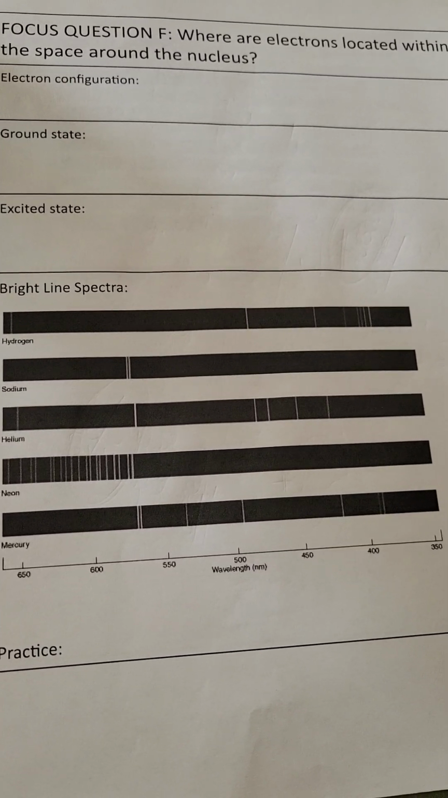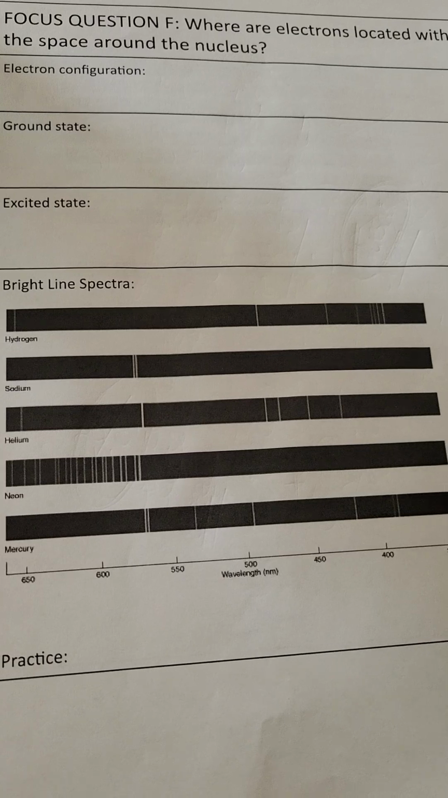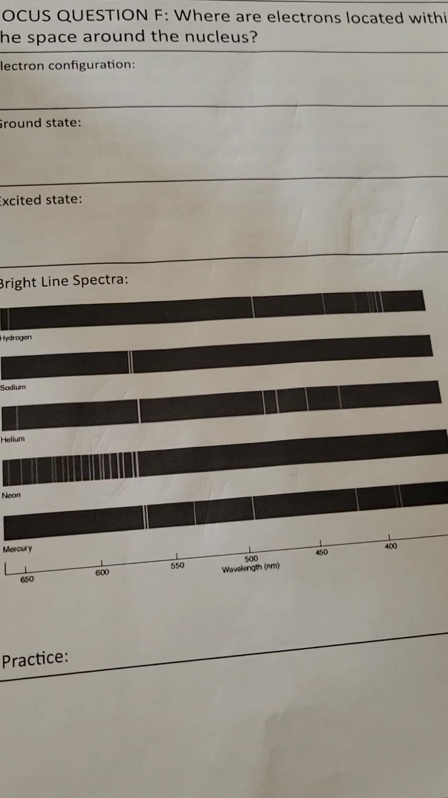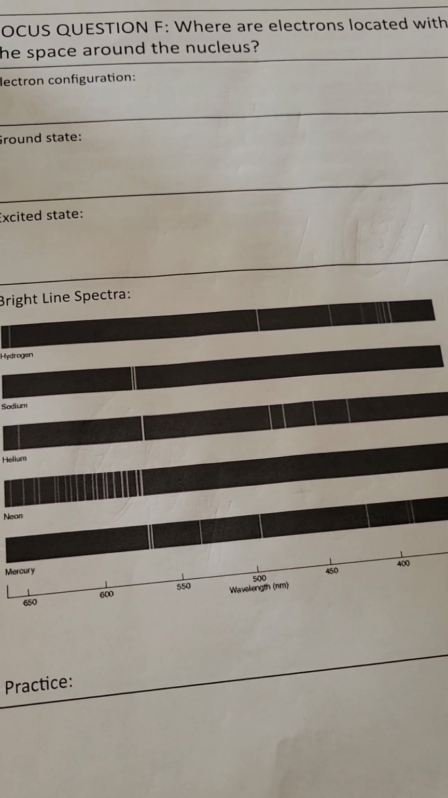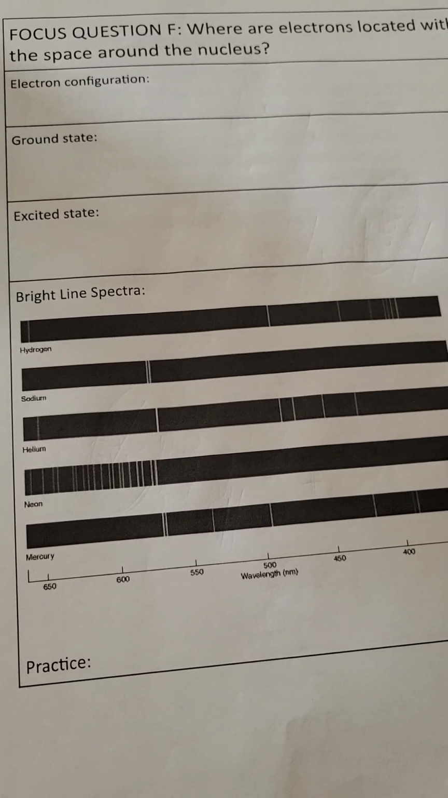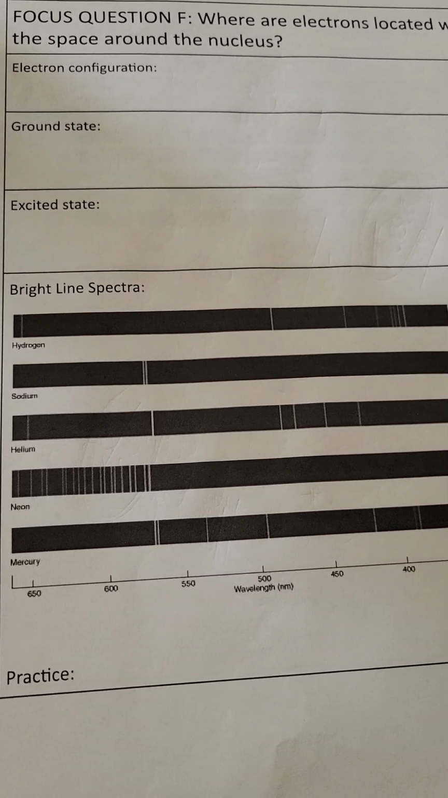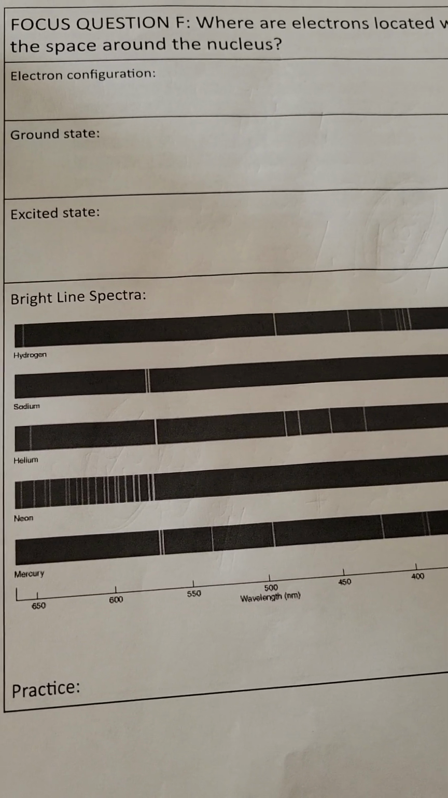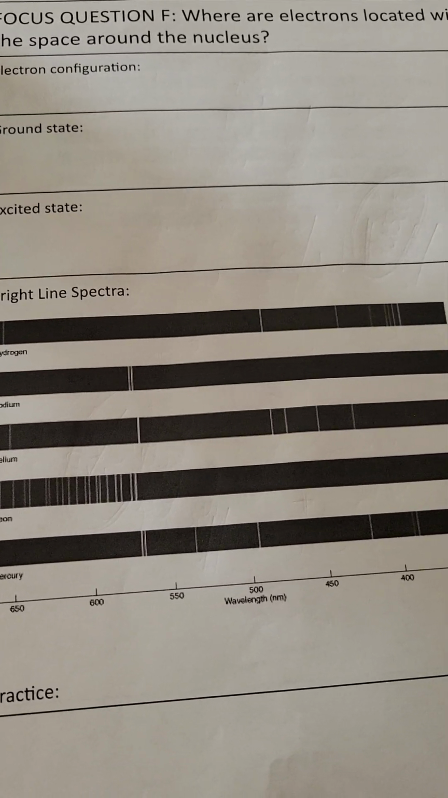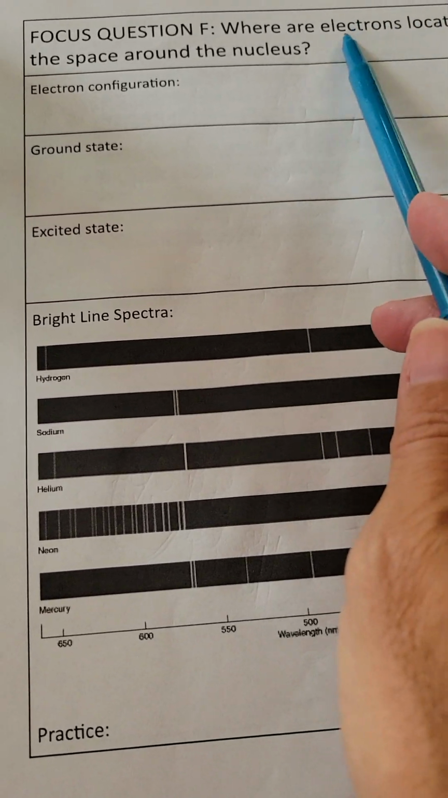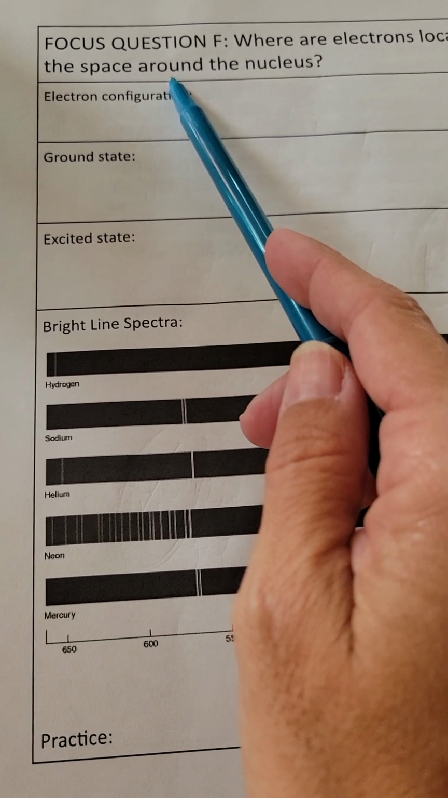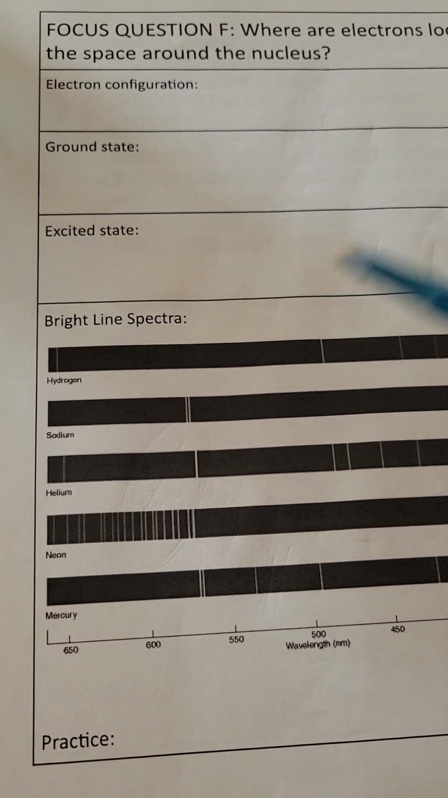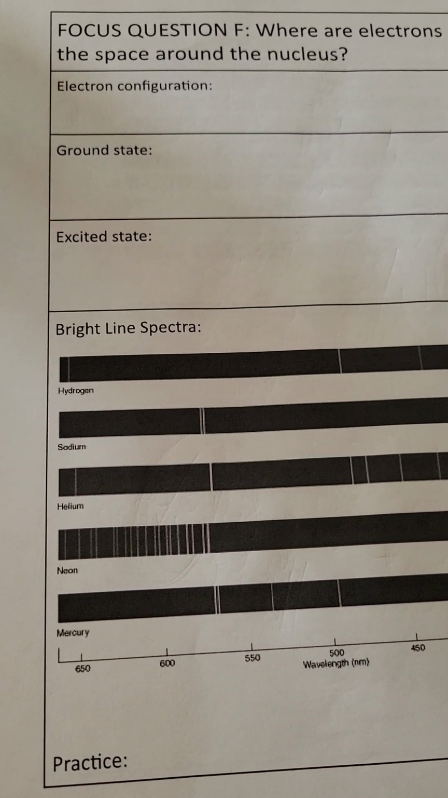Hello. So today we are going to do focus question F, which is the last main focus question that you have. We talked about previously how protons and neutrons are in the nucleus and electrons are in the space around the nucleus. So this last question is going to talk about where those electrons are located in that space around the nucleus, and then what happens if they change where they are.